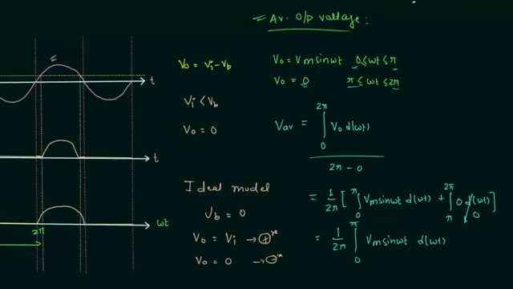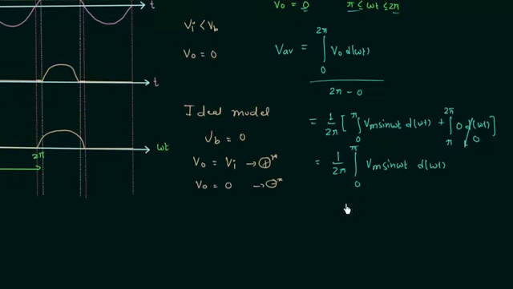Vm is constant, so we have to integrate sine omega t. Vm divided by 2 pi. Integration of sine omega t is minus of cos omega t. Lower limit is 0 and upper limit is pi.